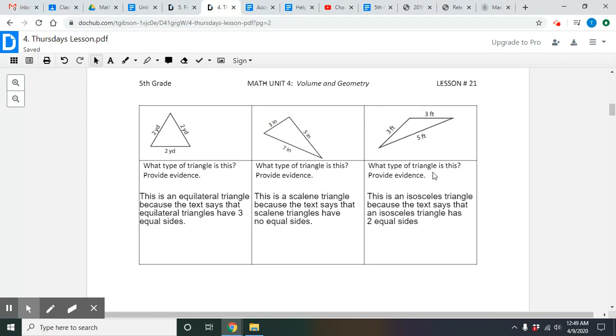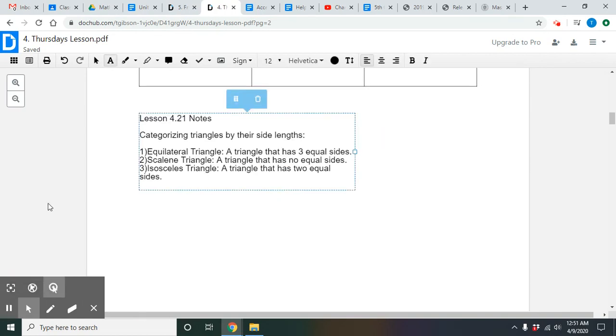Last, what type of triangle is this? Provide evidence. This is an isosceles triangle because the text says that an isosceles triangle has two equal sides. So we have 3 feet on this side and 3 feet on this side. These are the two equal sides, with our last one being 5 feet, which is not equal to the 3 feet. Okay? So now I want you guys to get your notes page together because we're going to stop and take some notes. All right.